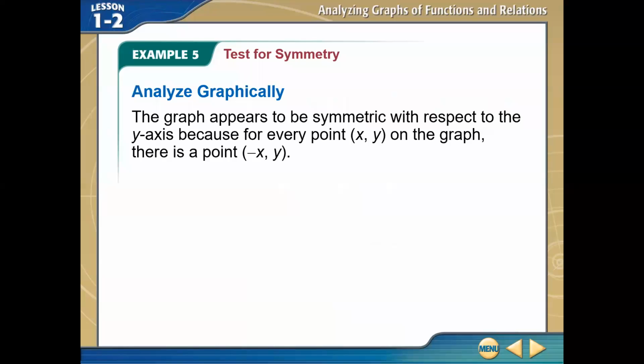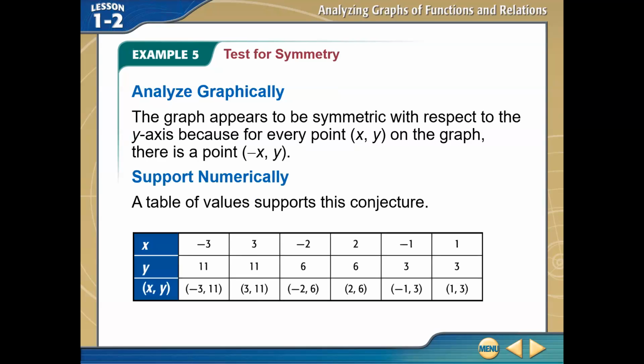Okay, so it seems to represent it graphically. And then they support numerically. You can see they carried it out to a negative 3. I just stopped at negative 2. So when you plugged in negative 3, you got 11. But then when you plugged in 3, you got 11.